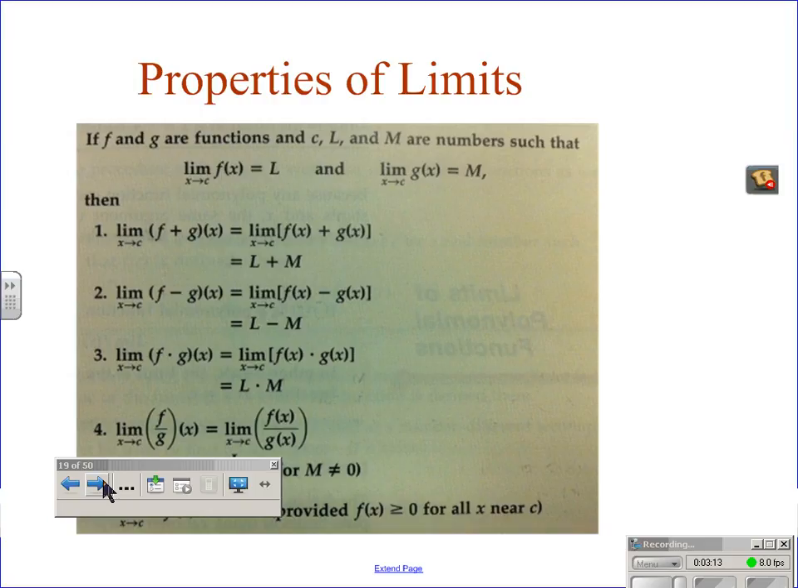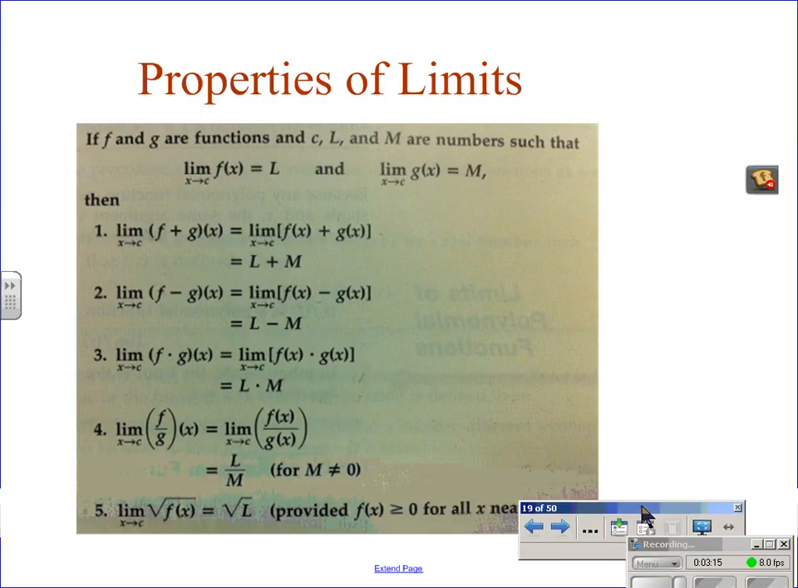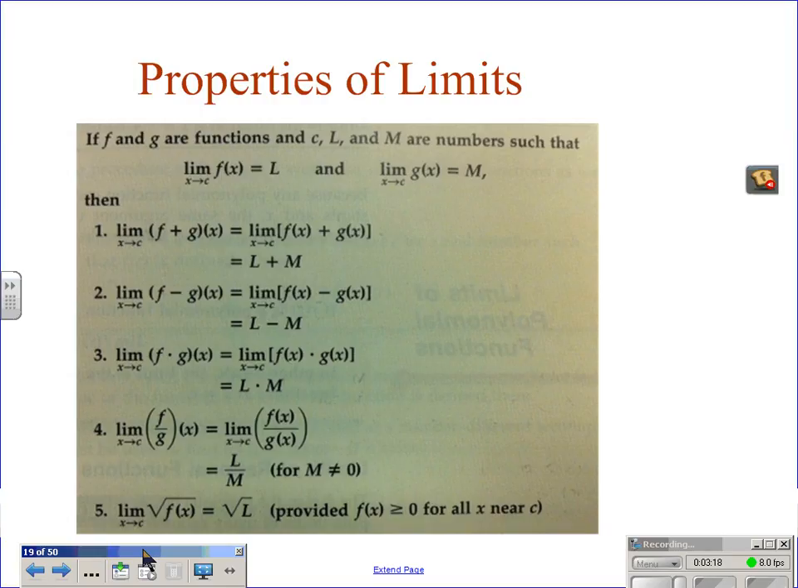And then that takes us over to the properties. Now these properties look a little more complicated than what they are. And this is in your textbook too. But a couple of things that you just need to know in dealing with these here. The first one is that if you have the sum of the two, f and g, then that can be rewritten as the limit of f of x plus the limit of g of x, where the limit of f of x would be L, and the limit of g of x would be M.